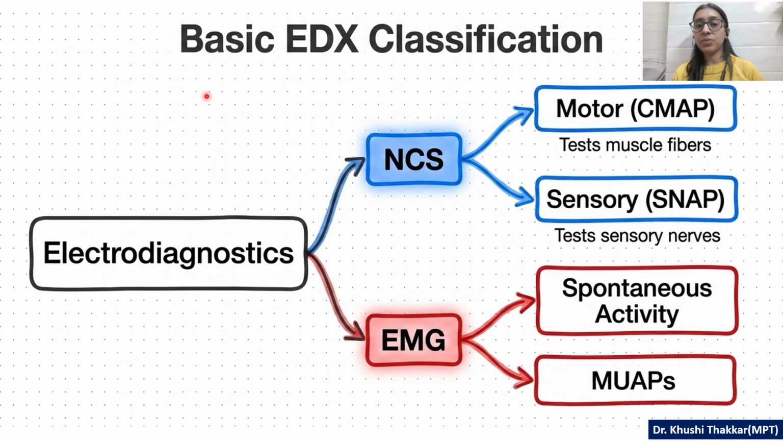Always remember the components of electrodiagnosis: NCS and EMG. NCS helps us understand the nerve. Nerve में sensory and motor nerve fibers के बारे में it will help us understand. And EMG is basically your muscle, the health of the muscle. In that we have spontaneous activities and motor unit action potential characteristics.